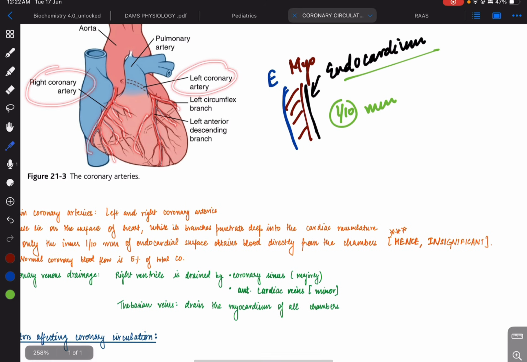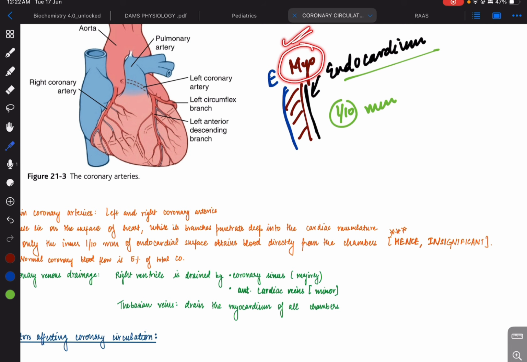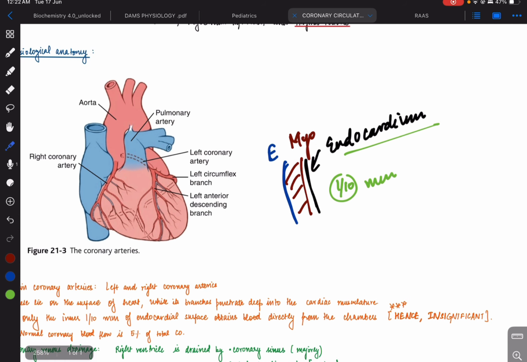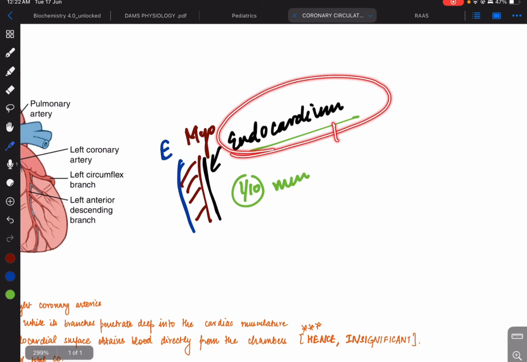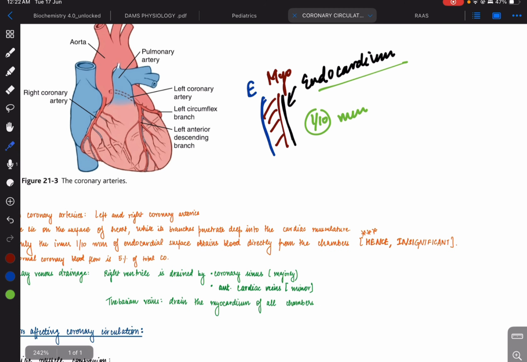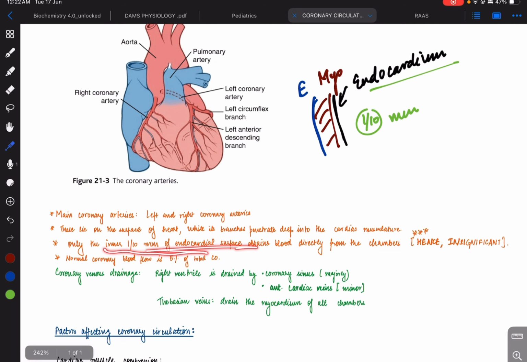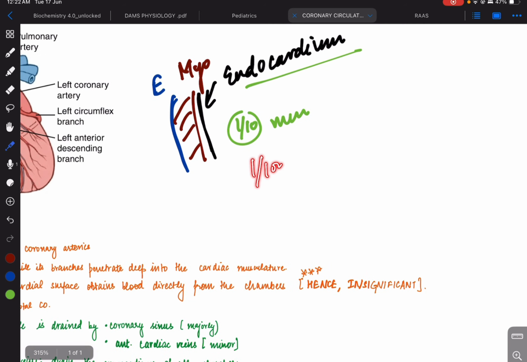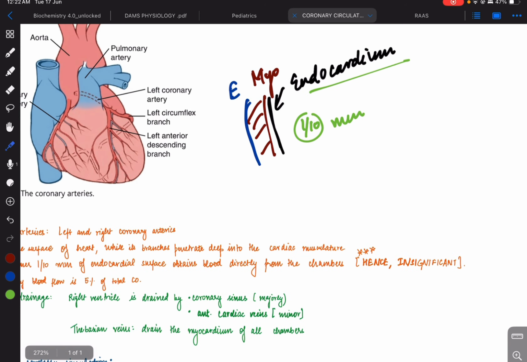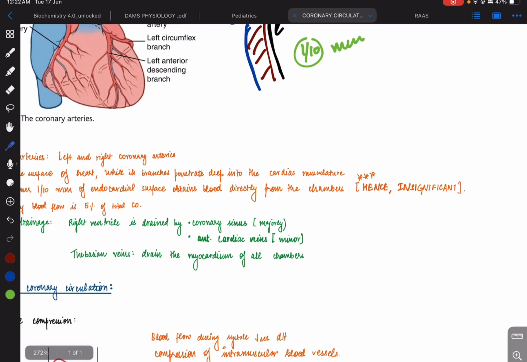As we know, there are three layers of the heart: the epicardium, which is the outermost one, then the middle layer or the myocardium, which consists of the cardiac muscle tissue, and the innermost layer, known as the endocardium. One more point to understand is that the inner 1/10 mm of the endocardial surface is supplied by the blood present directly in the chambers of the heart. But this nutrition is almost negligible, and hence the main coronary supply is needed for complete, adequate nutrition of the heart, right?